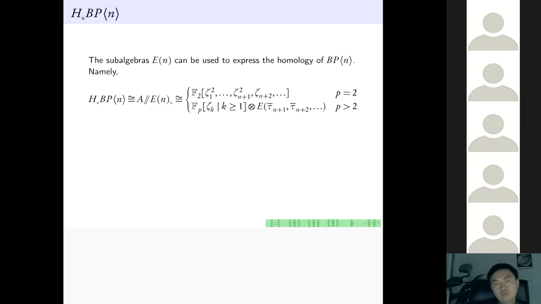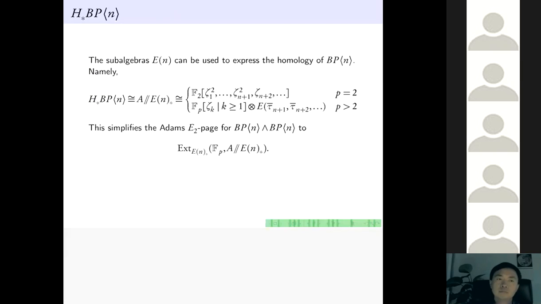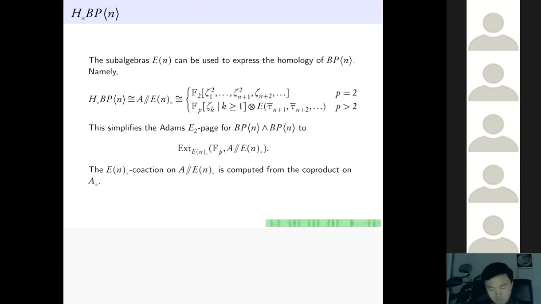You get a different sort of thing happening at odd primes. Okay, so because of this description of the homology of BP brackets N, you get a change of rings isomorphism for the atom's E2 page for the cooperations algebra. And that's nice, right? Because now we just have to compute X over a finite Hopf algebra. But then the question still remains: what is A mod mod En dual as a comodule over En dual?